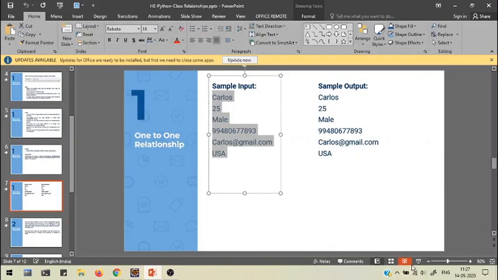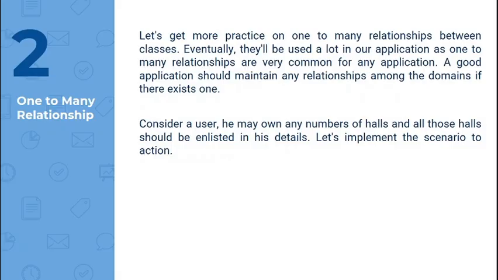Now let us dive into the second question. It is about a one-to-many relationship. So let's get more practice in one-to-many relationships between classes. Eventually they will be used a lot in our applications, and they are very common for any application. A good application should maintain any relationship among the domains if there exists one.